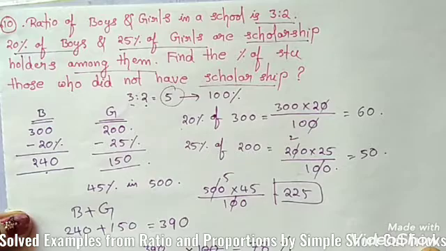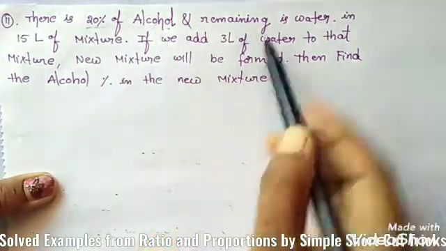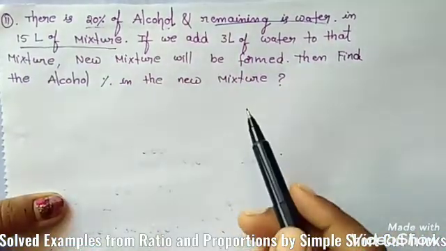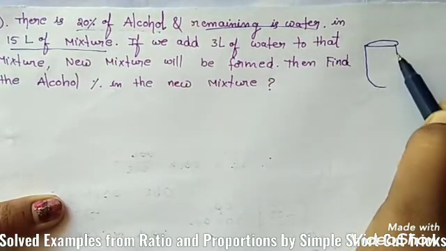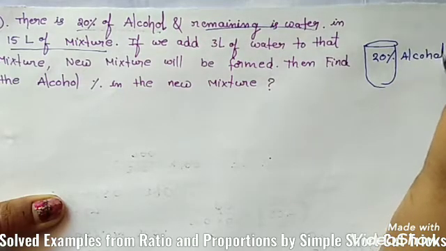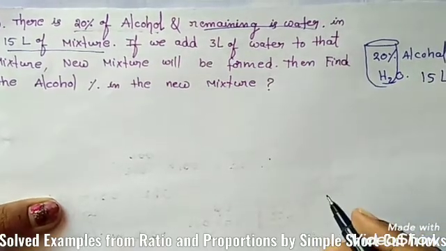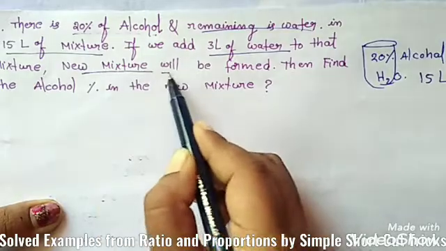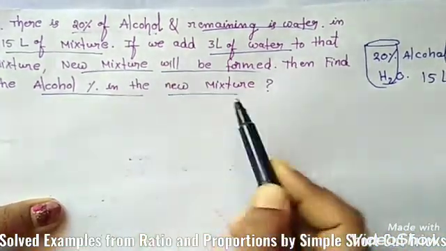Okay, right. Let us see question number 11. There is 20% alcohol, and the remaining is water. In a container, 15 liters of mixture is there. Let us see clearly. This is the container which has 20% alcohol, and the remaining is completely water. So the total is 15 liters. If we add 3 liters of water to that mixture, a new mixture will be formed. Then find the percentage of alcohol in the new mixture.